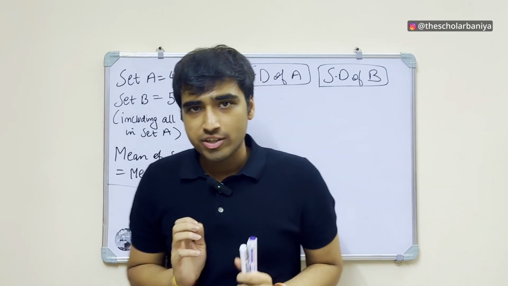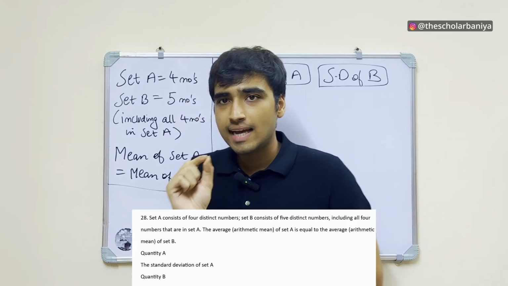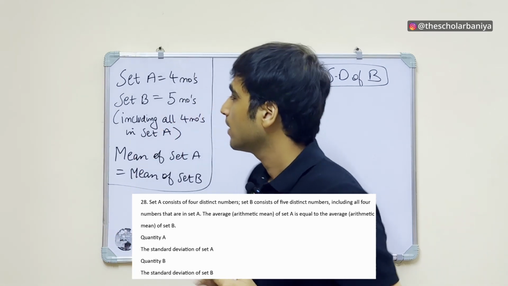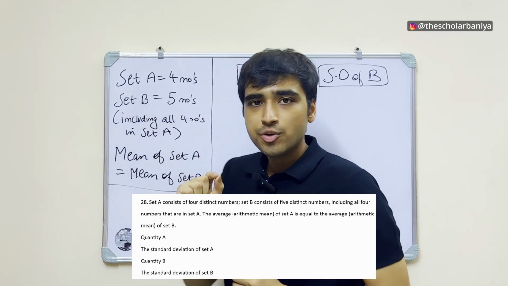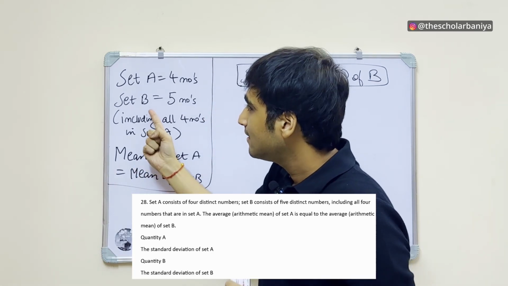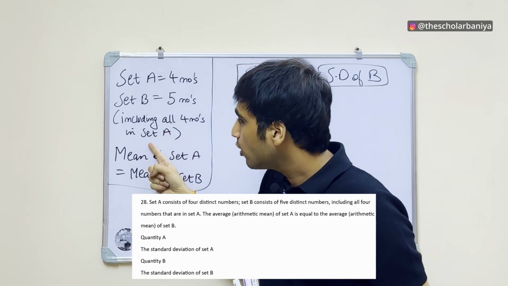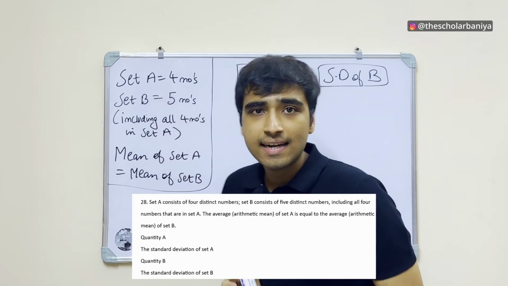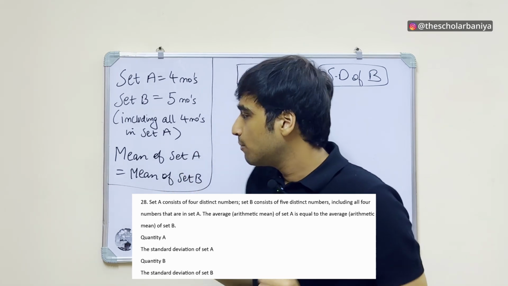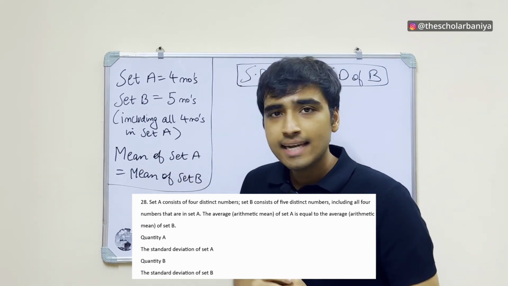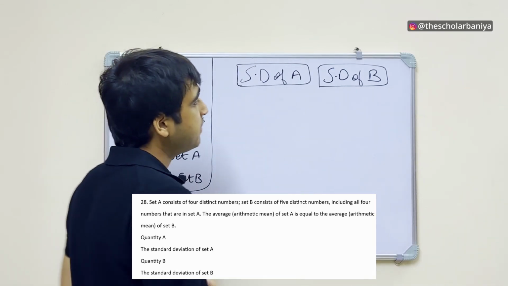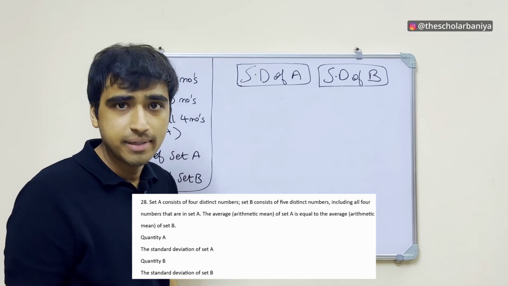So let's move on to the next question, guys. In this question, we are given that there is a set A which consists of 4 distinct numbers, right? And there is another set B which consists of 5 distinct numbers. But it is also given that set B contains 5 numbers, out of which 4 numbers are exactly the same as set A, right? We also know one more thing, that the mean of set A is equal to the mean of set B, right? We have to compare the standard deviation of A and the standard deviation of B, right?